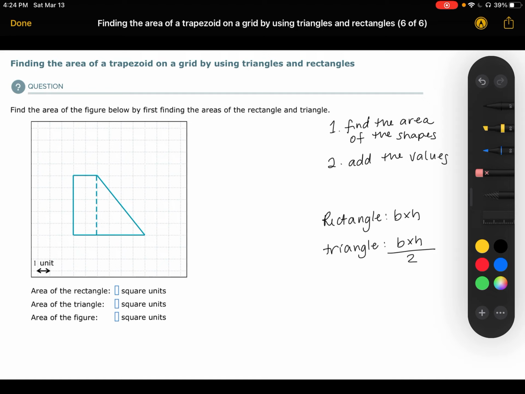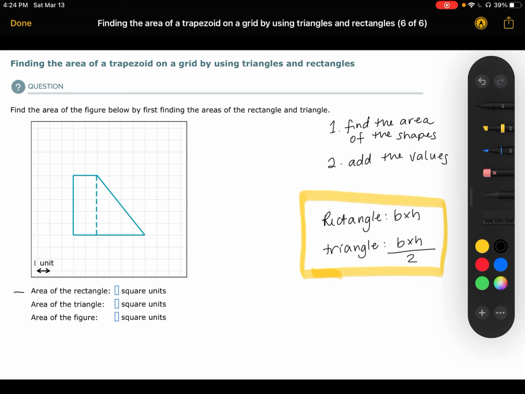Anyway, the steps of how to do this: you need to find the area of both of the shapes and then add the values. I put the notes down here, so we'll just do a quick refresher. The area of a rectangle is base times height, and the area of a triangle is base times height divided by 2. Okay, so that's how you do that. So let's just jump into it.